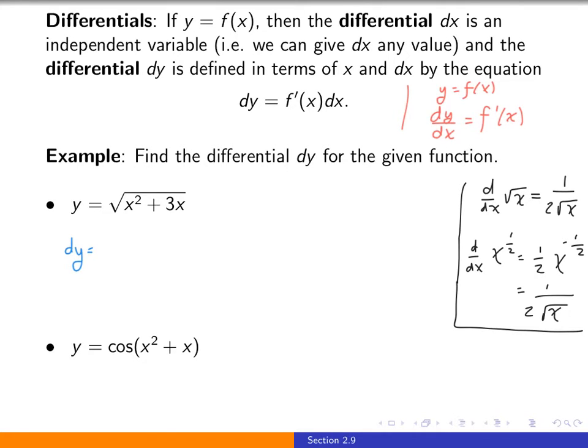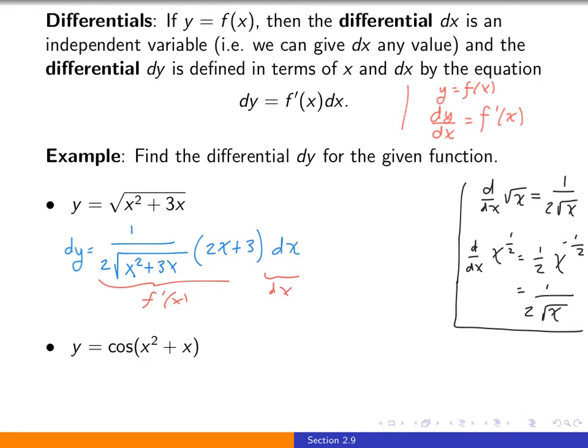In order to differentiate the given function, we're going to use the chain rule. We differentiate the outside function, which is a square root, so 1 over 2 square root. We evaluate it at the inside function, and then we multiply it by the derivative of the inside function, 2x plus 3. Then to get the differential dy, we have f prime of x, we've differentiated the function, and then we simply need to multiply that by dx.